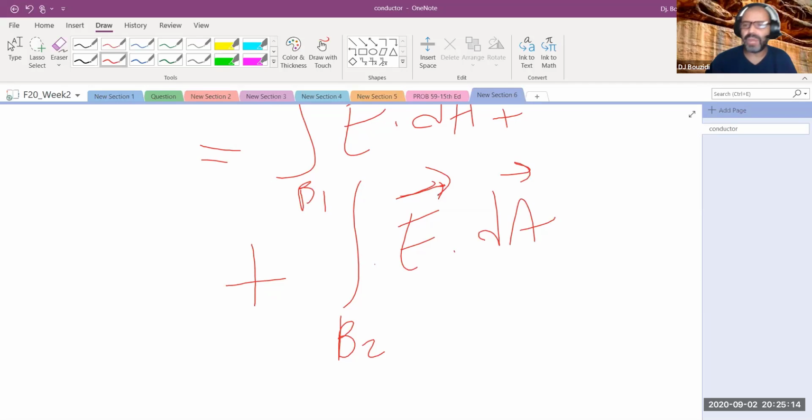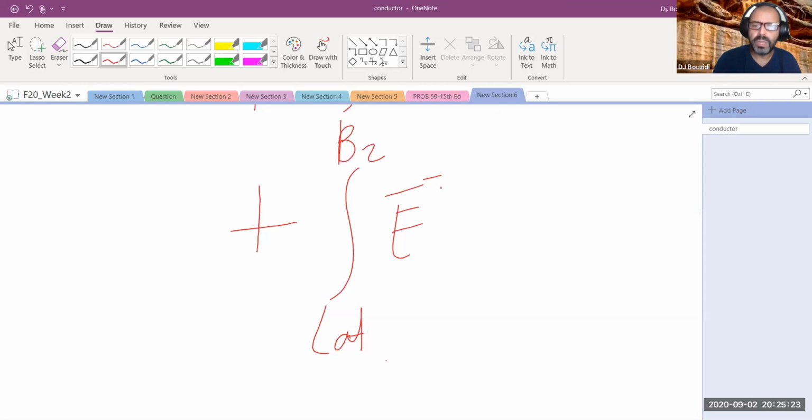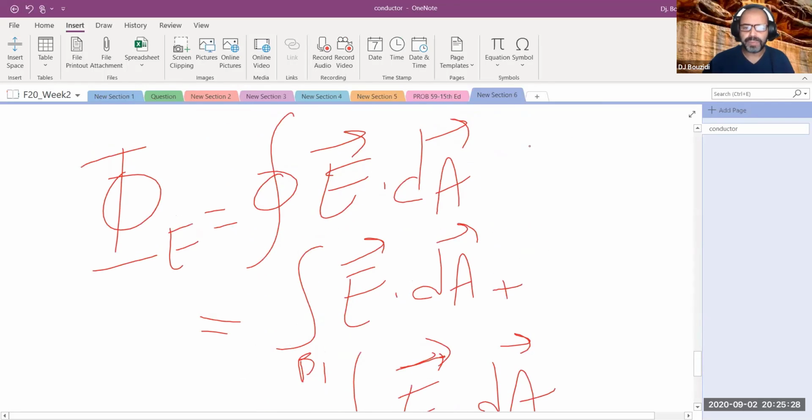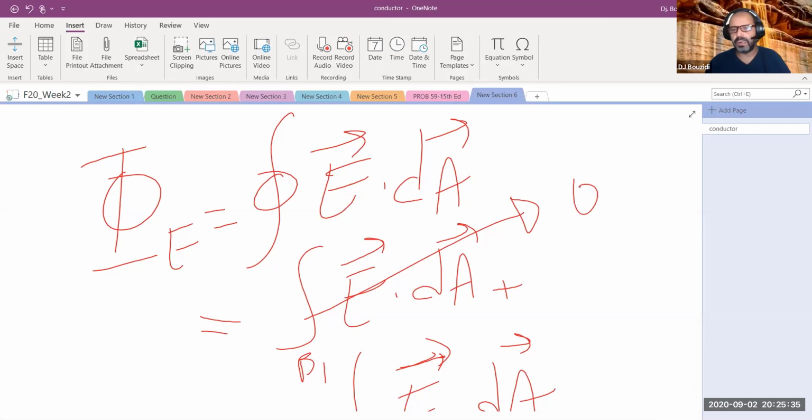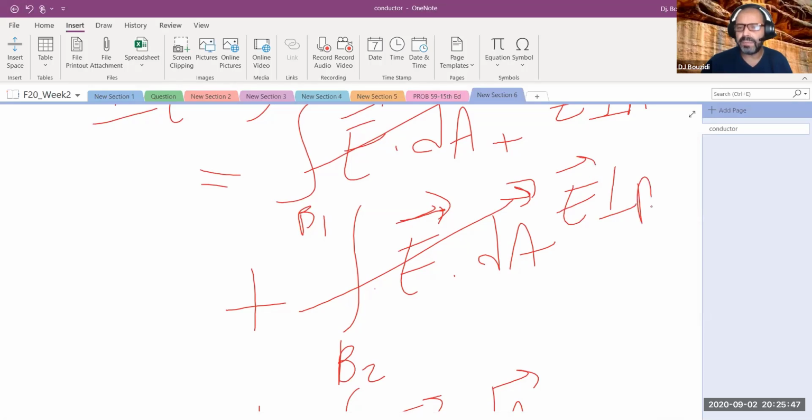And finally, on the lateral surface, that is where the whole thing is going to happen. That is the non-zero contribution, plus the integral on the lateral surface of E dot dA. So that is basically the whole thing. Now, again, this is 0 because E and the area are perpendicular to one another. This is also 0 for the same reason. E and the area are perpendicular.